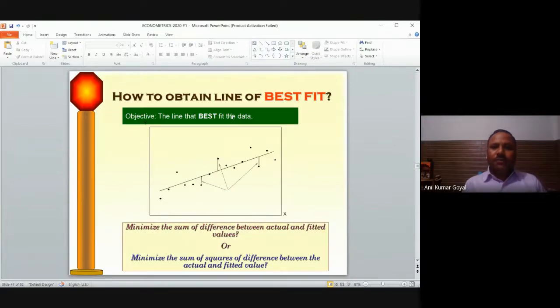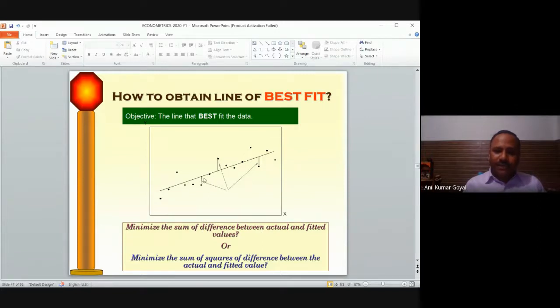So how to obtain the line that is the best fit? You can see this line is the best fit. Okay, how can we say that line is the best fit? Can anybody tell me how we can say that? If we draw this regression line, how can we say it is the best fit? Statistically, we have to minimize the sum of differences between actual and fitted values.